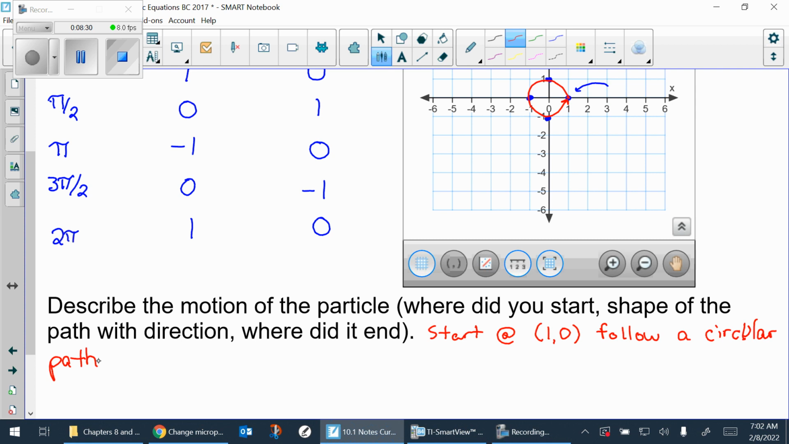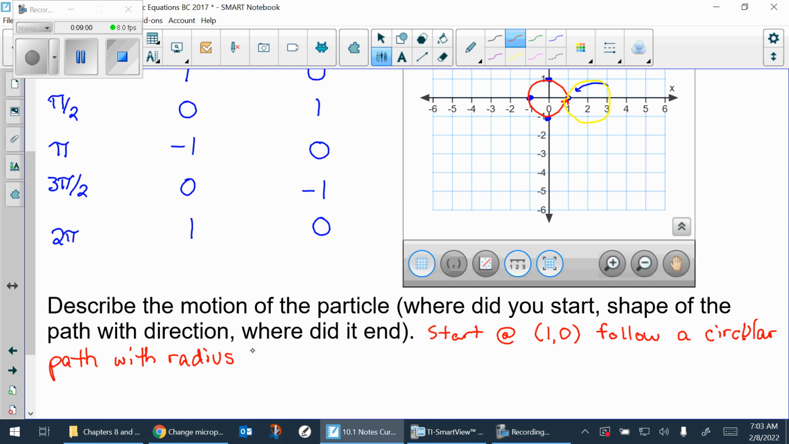Now, a very specific circular path. I don't want to say we're going to start at 1, 0, we're going to follow a circular path, we're going to end up right where we started. Because that could have been something that went like this. So we're going to follow a circular path with radius 1.